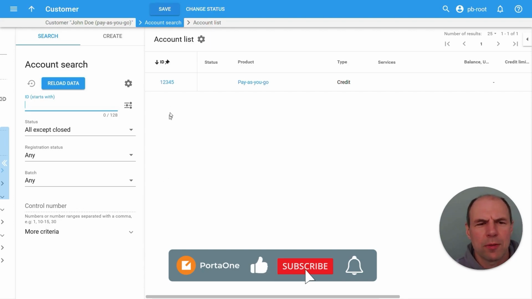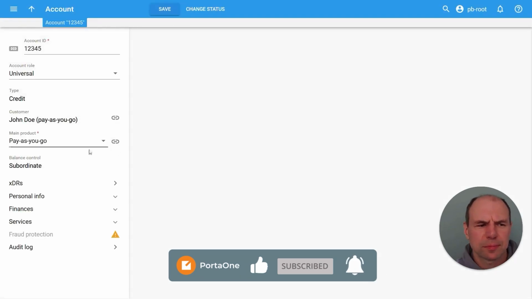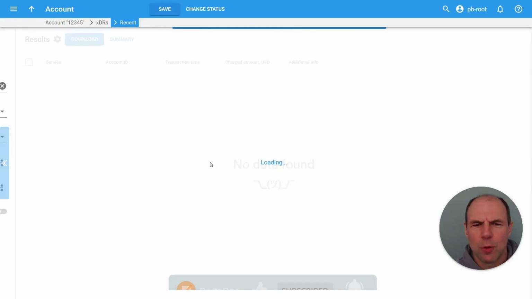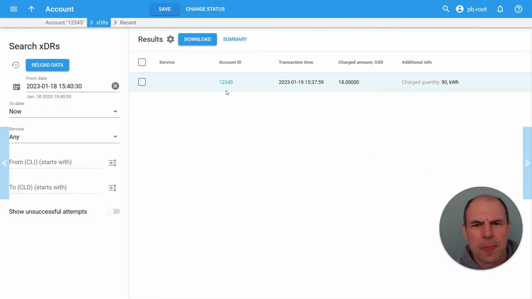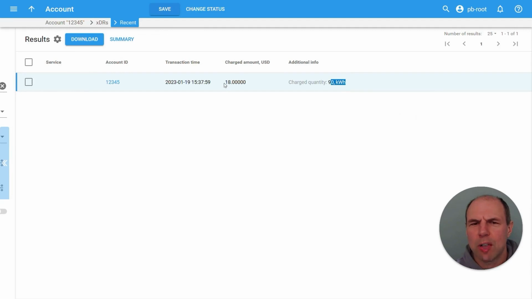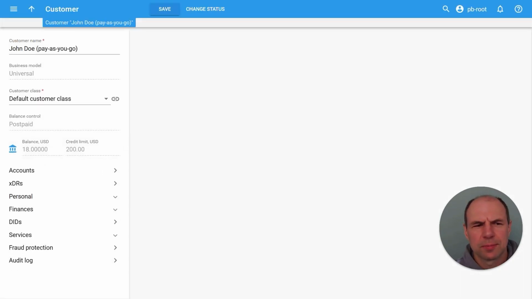So now if we open that account 12345 and look for XDRs, extended detail records, which are basically transactions for charging. Well, we see there was one session for a charged quantity of 90 kilowatt hours, and the charged amount was $18. And that is going to be reflected on the customer balance.